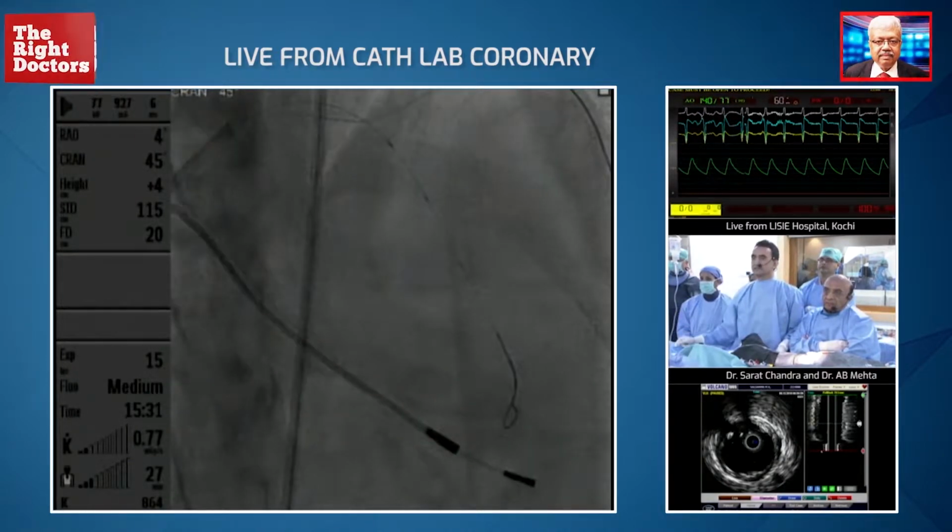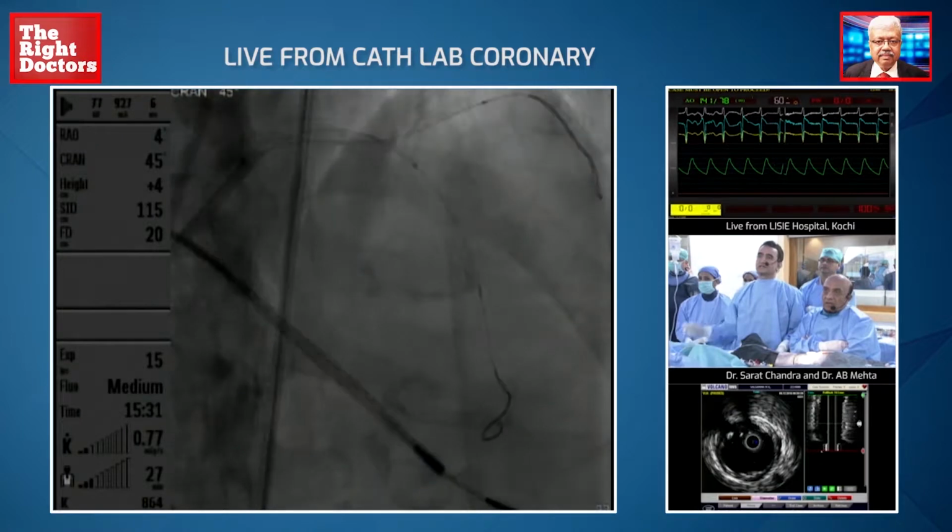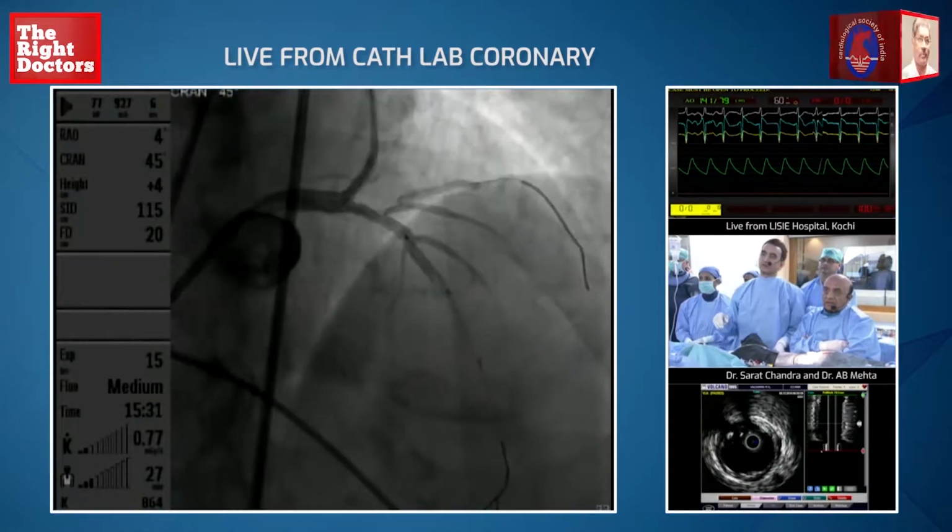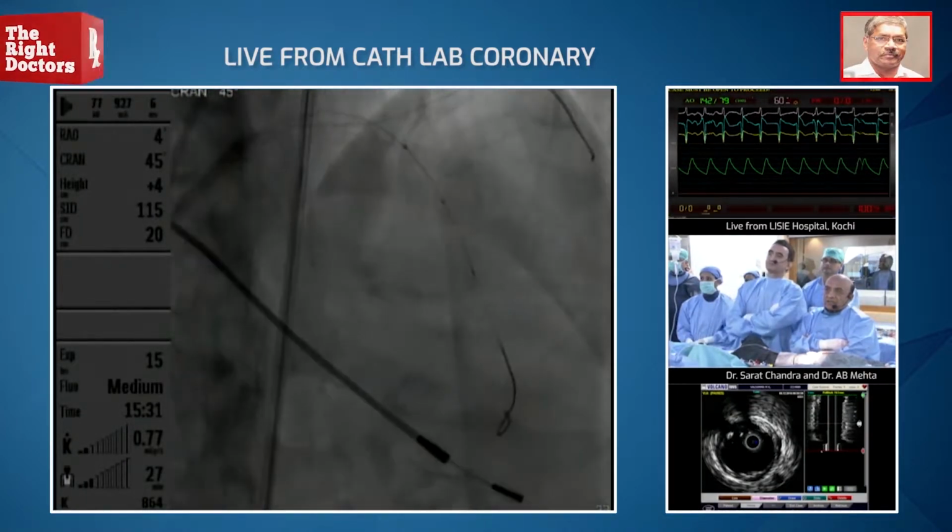Here you can see that we removed the wire from here, and this is the situation.